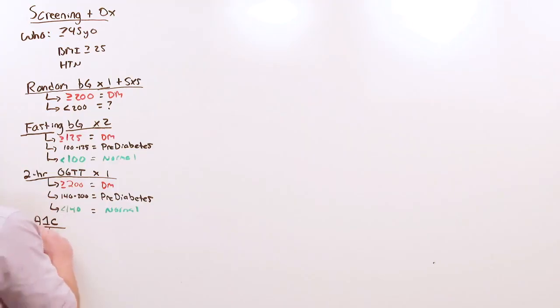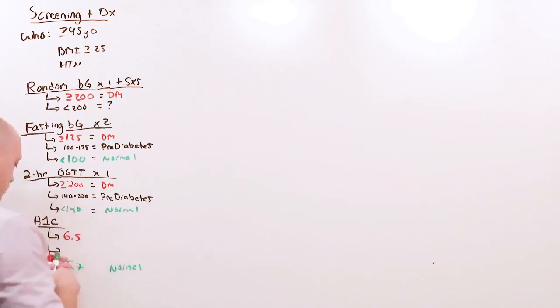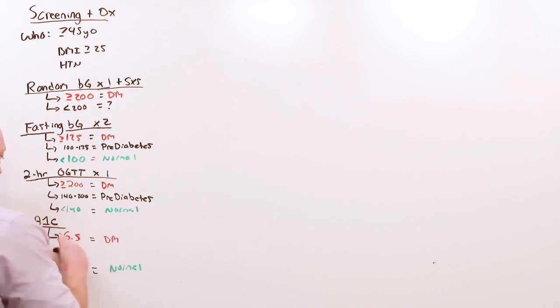Considered the best test. The numbers you want to have memorized are 6.5 and 5.7. Less than 5.7 is normal. Greater than or equal to 6.5 is diabetes. And in between, pre-diabetes.